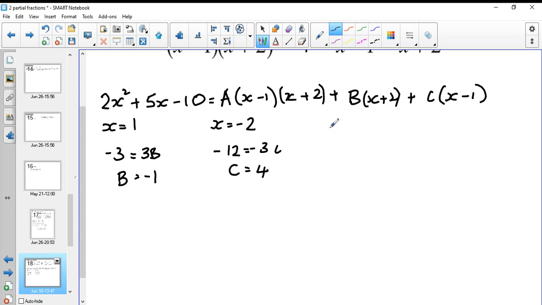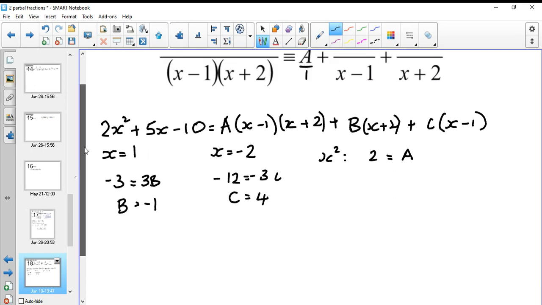Or what I'm going to do is I'm going to equate the coefficients. If I equate the x squared term, the reason why I've chosen that is because there isn't one here or here. So on the left-hand side, the coefficient of x squared is 2. And on the right-hand side, we've got x squared there. So we've got lots of x squared. So the coefficient of x squared is a, which gives us a is 2.